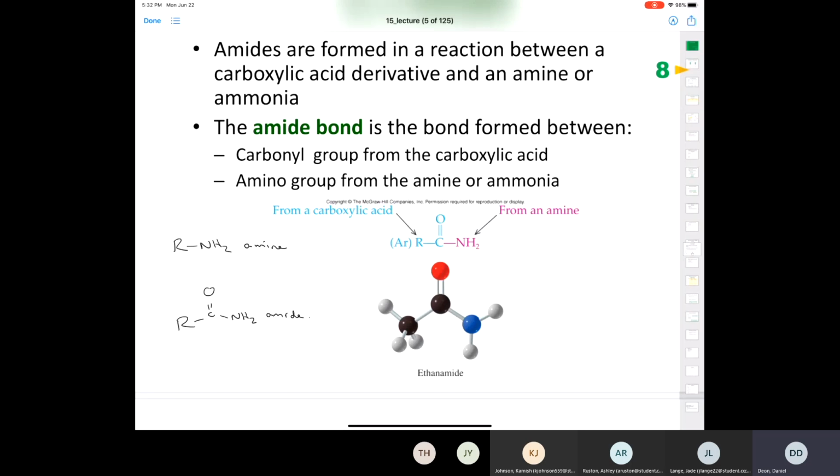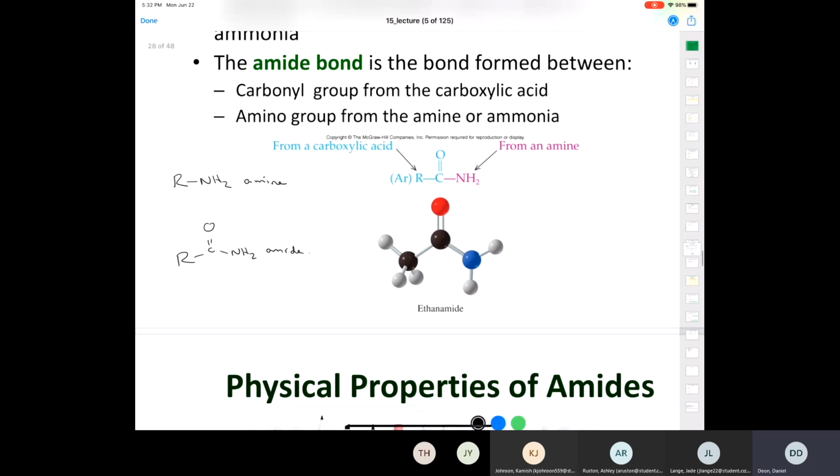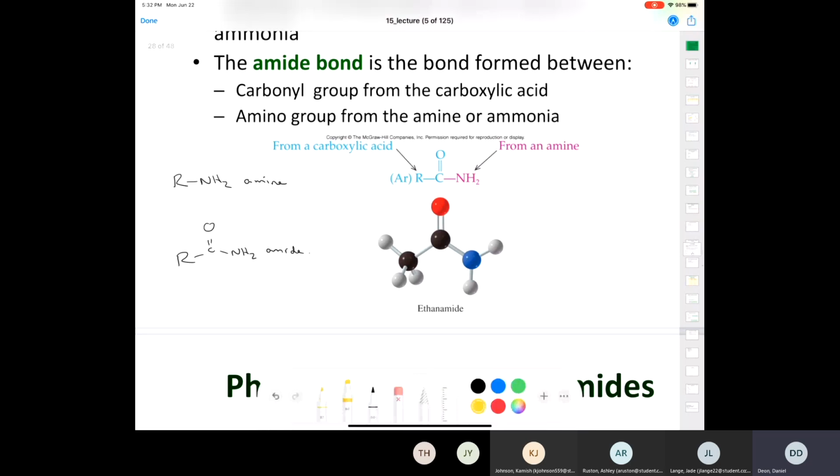And the amide bond is the bond formed between the carbonyl group of the carboxylic acid and the amino group from the amine or ammonia. Let me show you exactly which bond is the amide bond, and I'm sure you've got it figured out anyway, but the amide bond is this bond right here. It's the bond that was formed between the part from the carboxylic acid, all this blue portion over here, and the part that came from an amine.